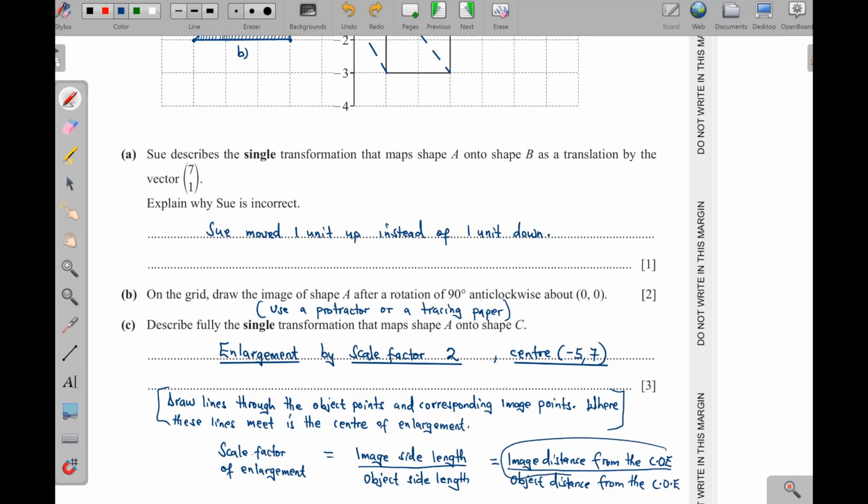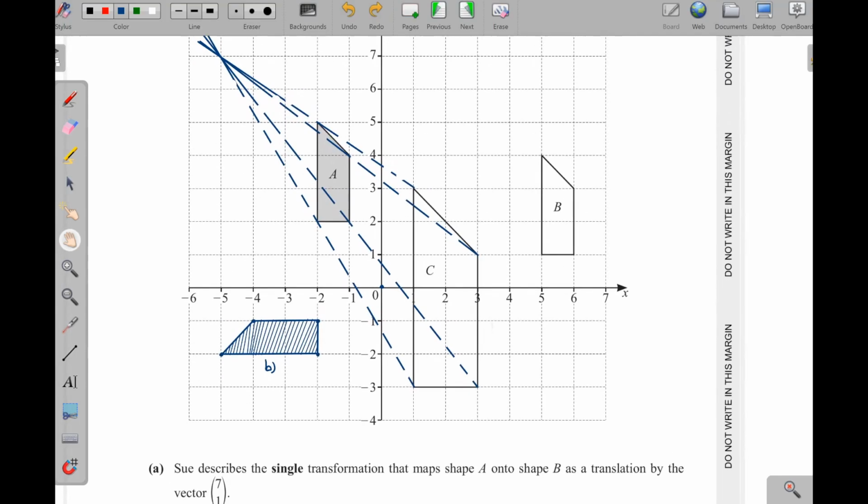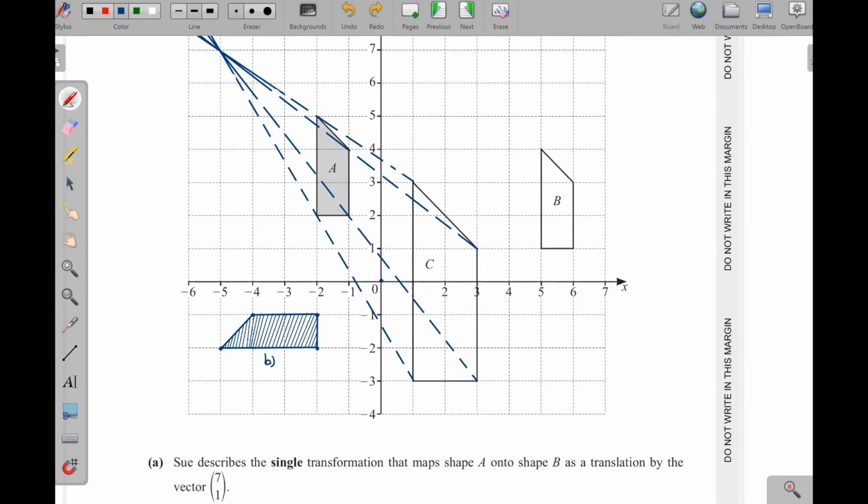Alternatively, we said you can find it using the scale factor of enlargement. You can find it using the image distance from the center and then divide by the object distance from the center of enlargement. So what do I mean? I'm going to use just one of them, okay? Let me use this one that goes through. Is it going through the diagonals? No. How about which other one? Maybe this one here. So I want you to look at the distance of this one from the center. It is not passing through any diagonal. Actually, from here, the other corner point it passes through is this one here. It's the same thing also here.